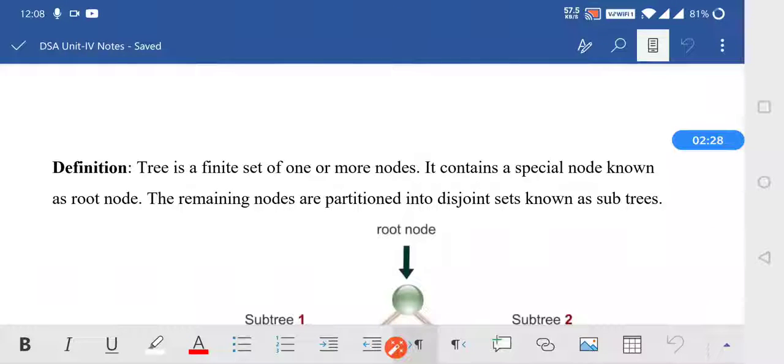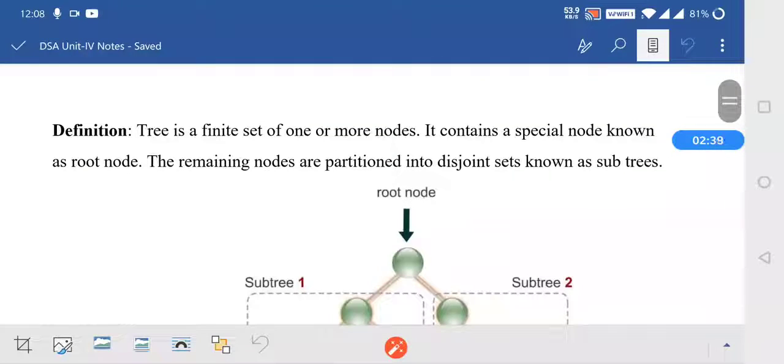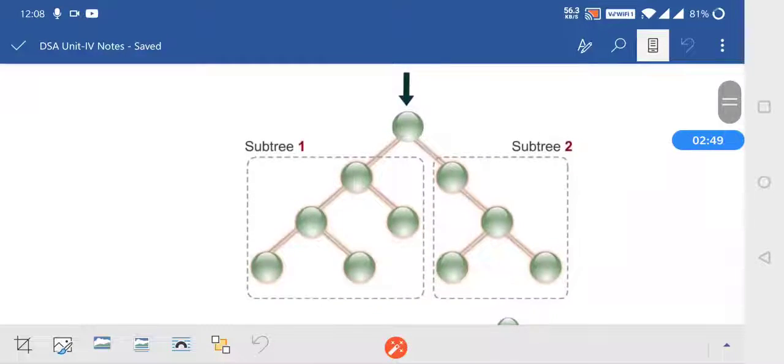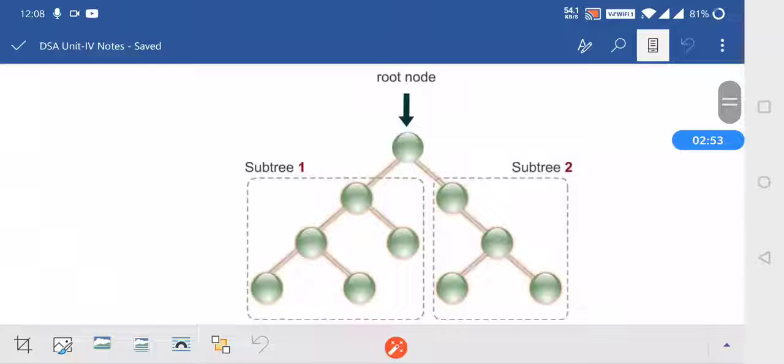So tree is a finite set of one or more nodes which contains a special node known as root node. Root node is this, Mr. Kapoor. So root node is the main node which is present at the topmost level, and the remaining nodes are partitioned into disjoint sets which are known as subtrees. Now we can see the example over here. This is our root node.